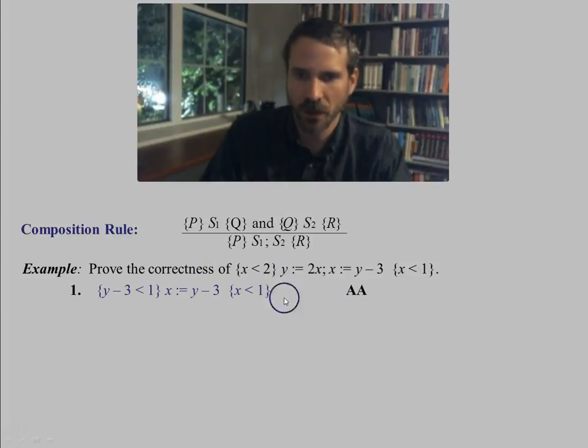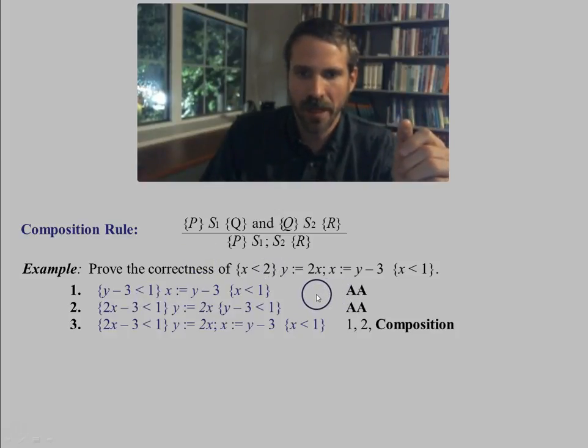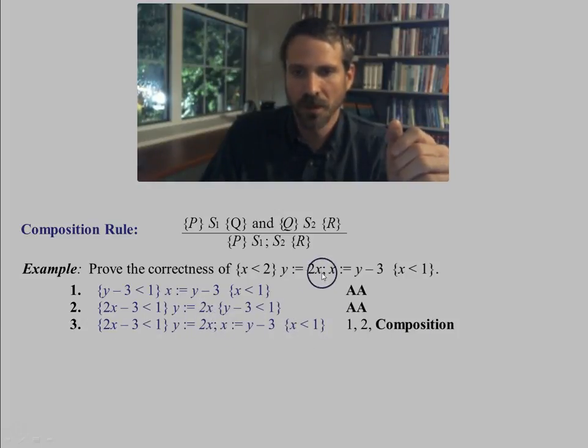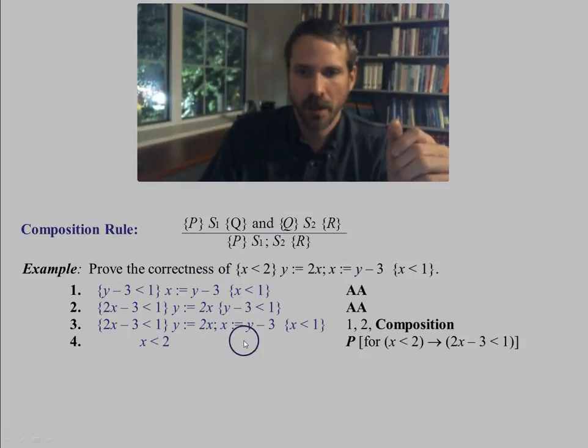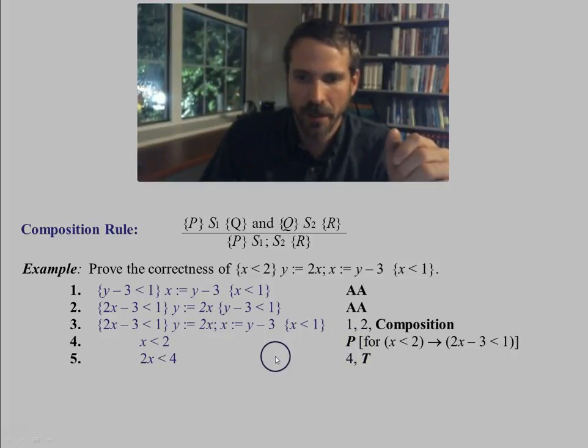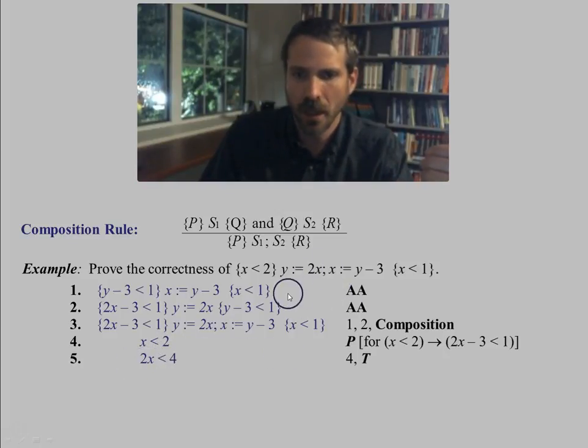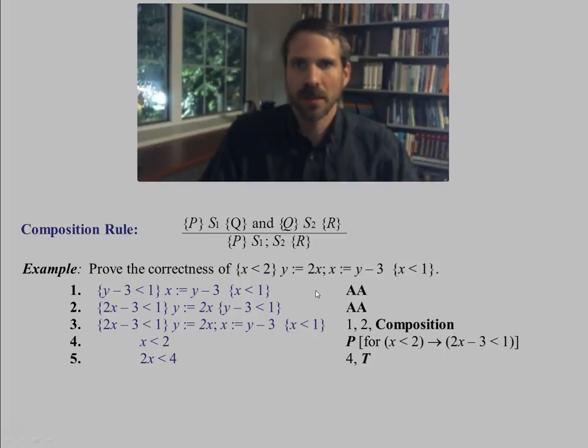So we'll do this again. We start off with this assignment axiom twice, then we can finally use our composition rule. We put both of these statements together now in the composition rule, and we're building up something of that form, and now we come up with this premise here, and we run through. If x is less than 2, then 2x is less than 4. We just need that to build up our goal statement here.